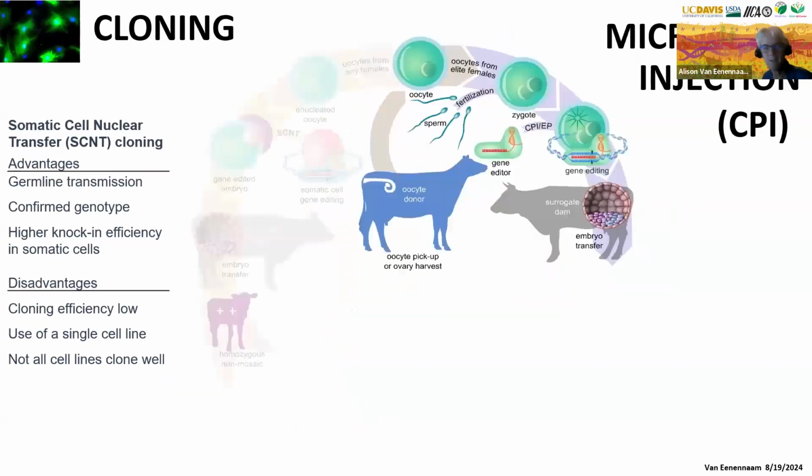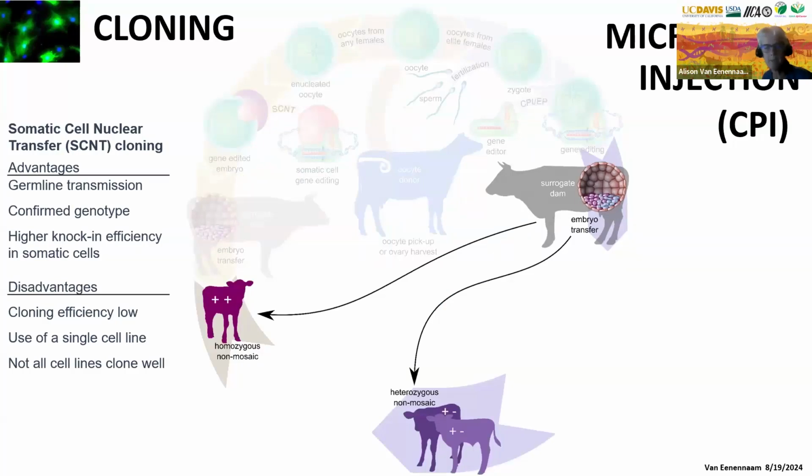So the other approach that's used is something where we take the female's egg, we introduce the editing reagents following fertilization with sperm in the zygote or the embryo stage, and then we put it into a surrogate cow. So that ends the same. And if we get very lucky, we might get a homozygous non-mosaic animal if the edit occurs in the one cell stage, or maybe a heterozygous animal.